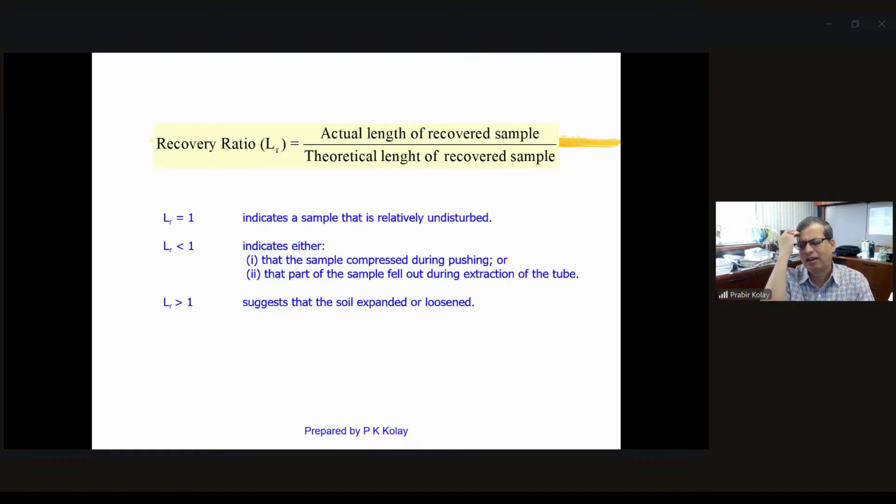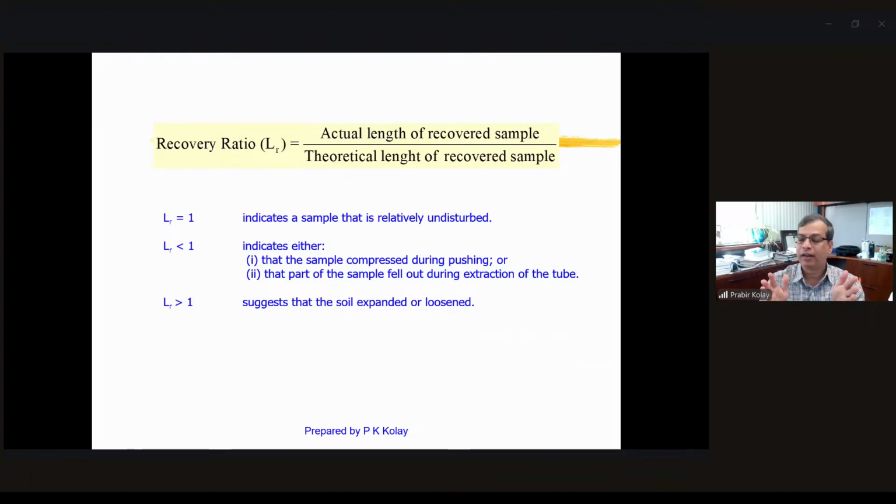A few things, as I mentioned: when you collect a soil sample, we need to check the recovery ratio. We mentioned the area ratio. We need to know the recovery ratio, the actual length of the recovered sample divided by the theoretical length of the recovered sample. This one is for the soil. Again, LR equal to 1 indicates the sample is relatively undisturbed. If LR is more than 1, the sample is expanded or loosened. So that one you have an idea. Again, this is for the soil.